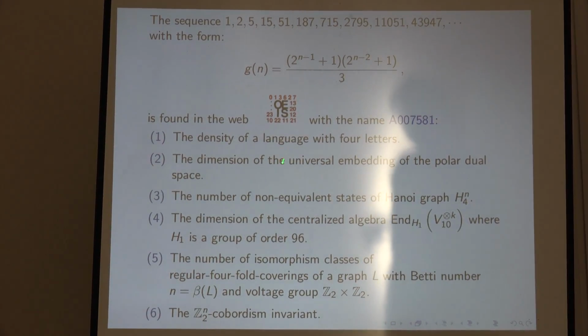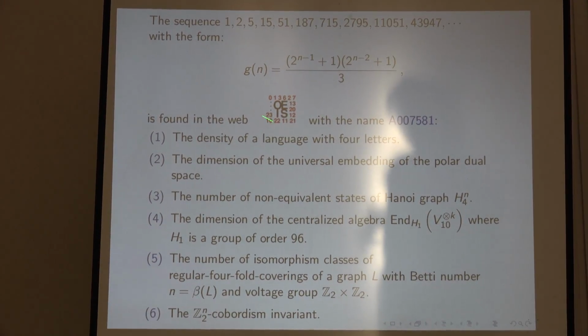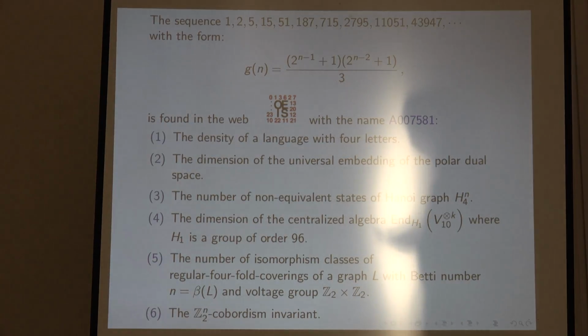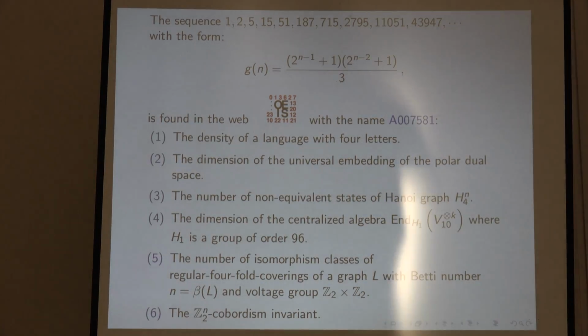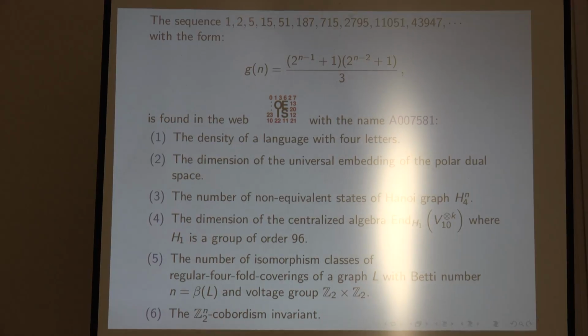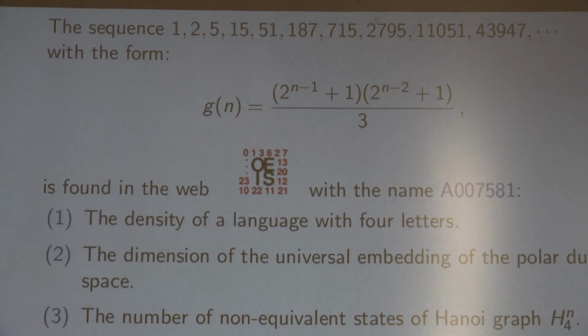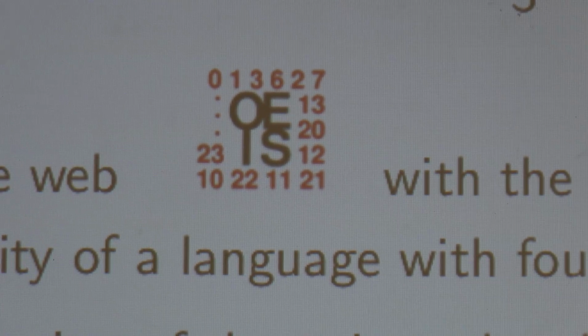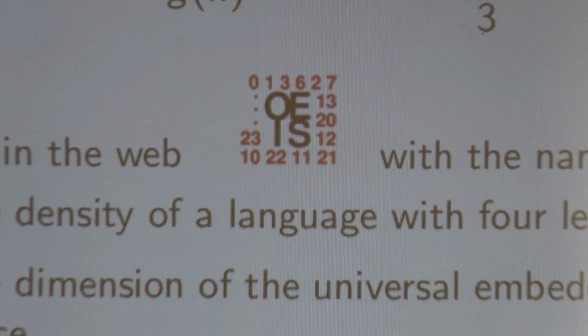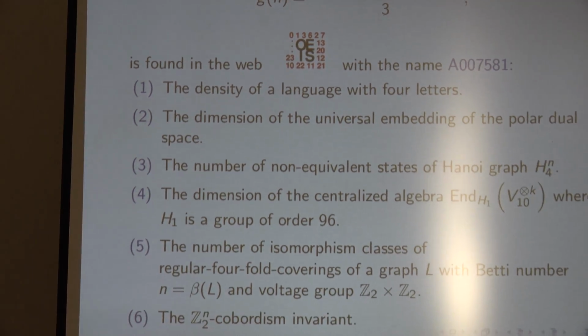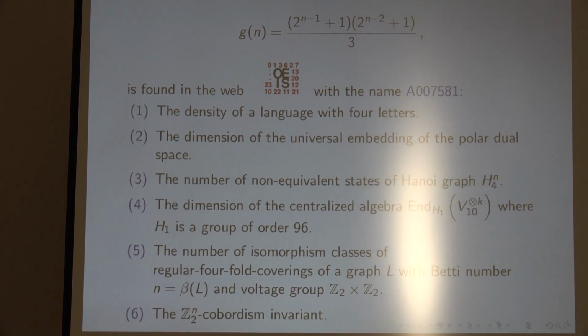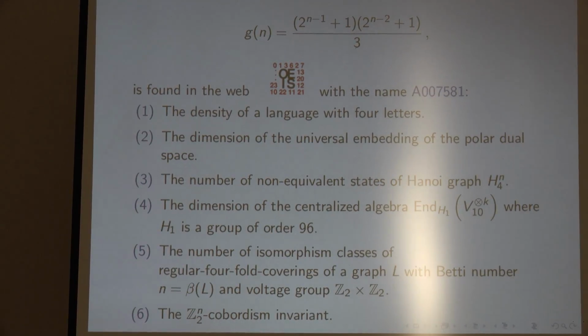If you put this value in the web page OEIS, then you can find a lot of interpretations. Mine was the last, yeah? Because this point was the Z2^n covariant invariant, that at the end was some rank of some fundamental group.